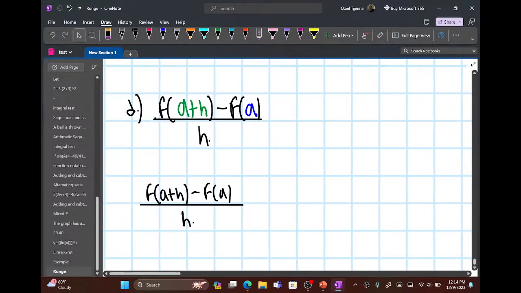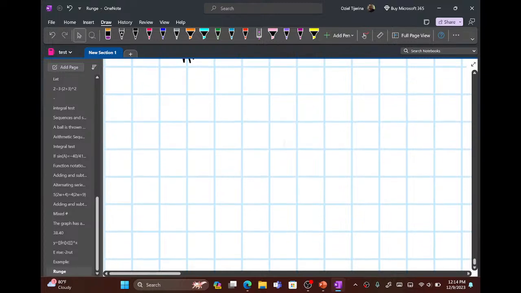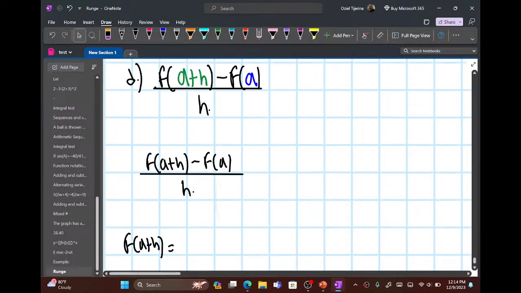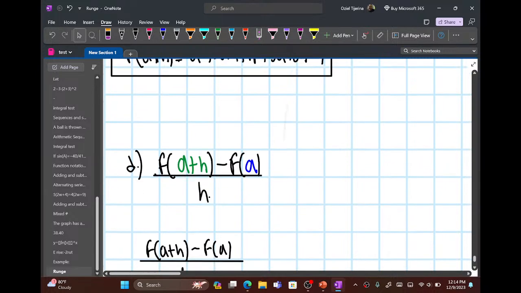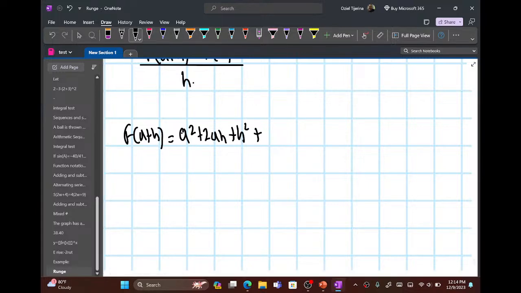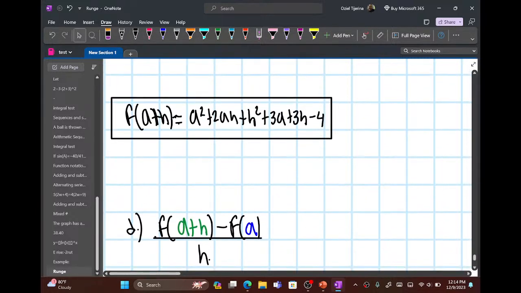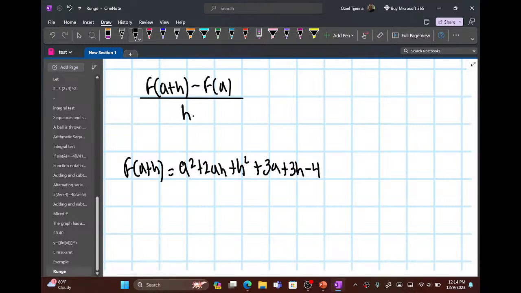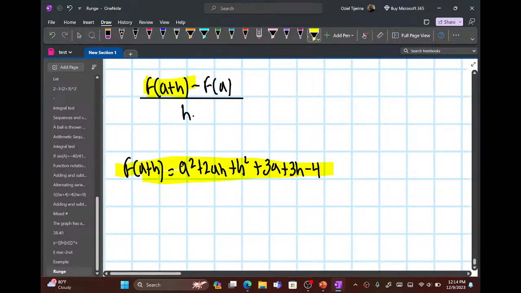So, like I said, f of a plus h, and let me rewrite it. It was a squared plus 2ah plus h squared plus 3a plus 3h minus 4. And like I said, there is nothing to combine here. This is what's going to go in for this.